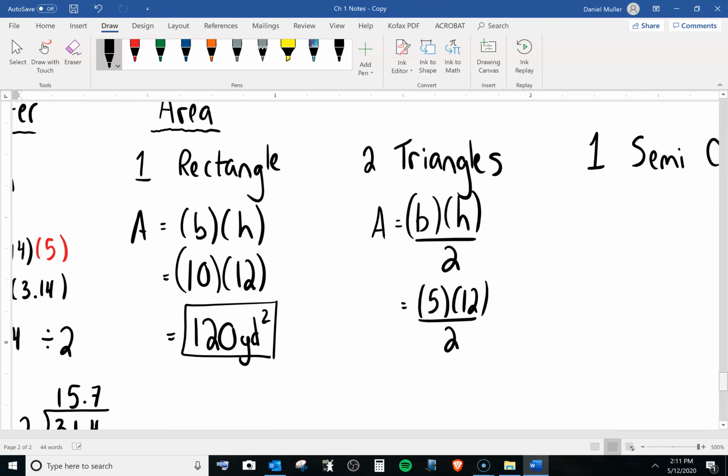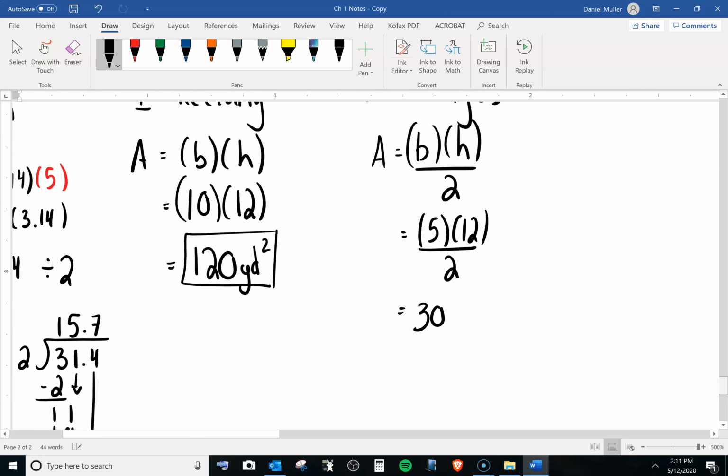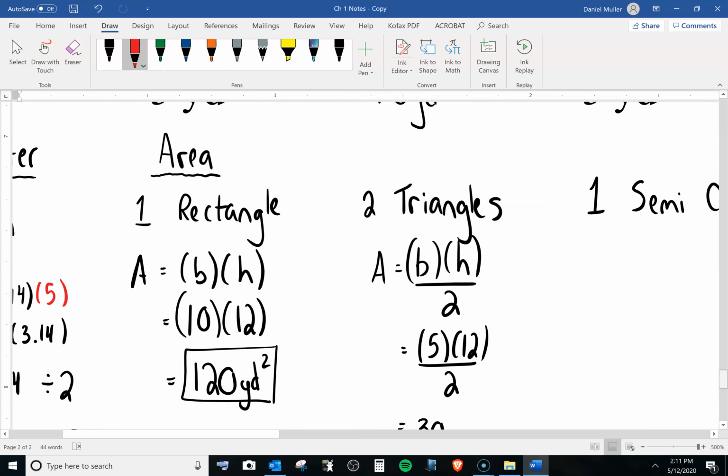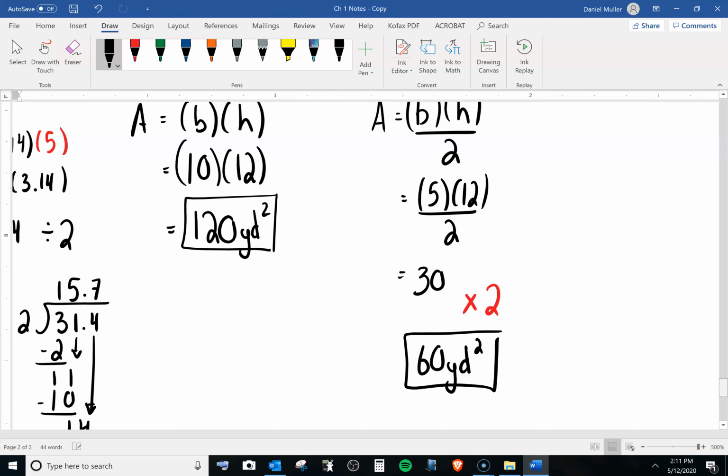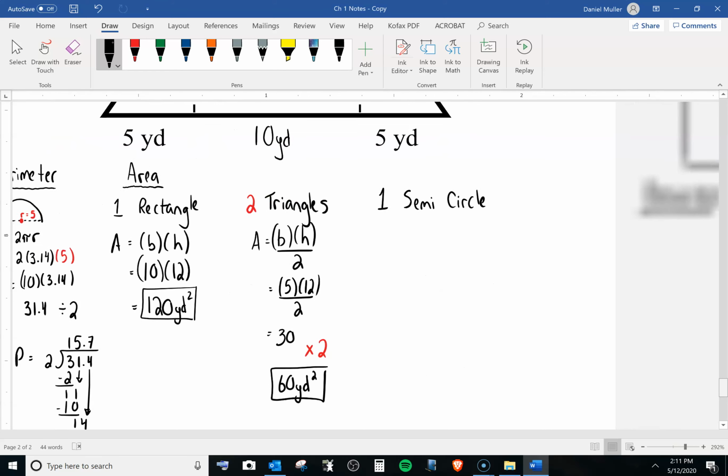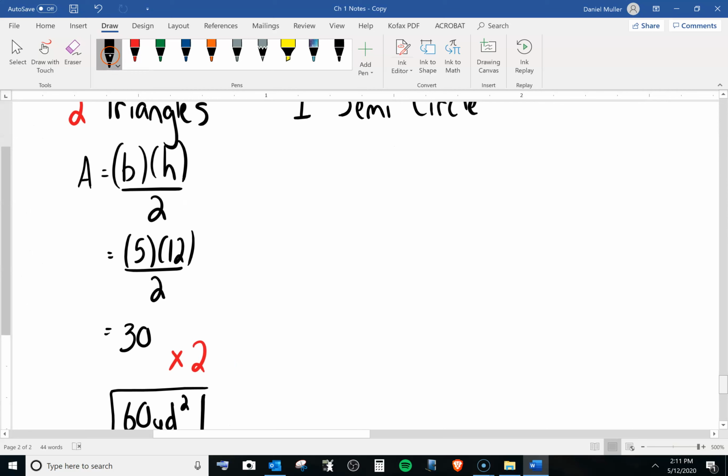Now 5 times 12 is 60, cut in half is 30. So there's 30 of them. However, there are 2 identical triangles. So I'm going to times this by 2. And I'm going to get 60 yards squared. So 2 30s. And then I've got a semicircle.